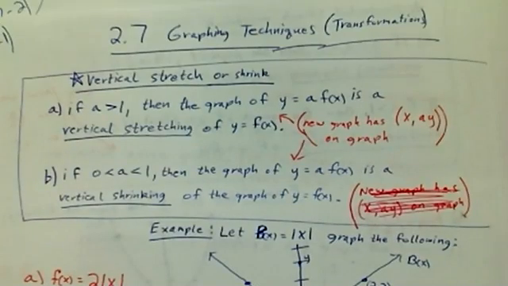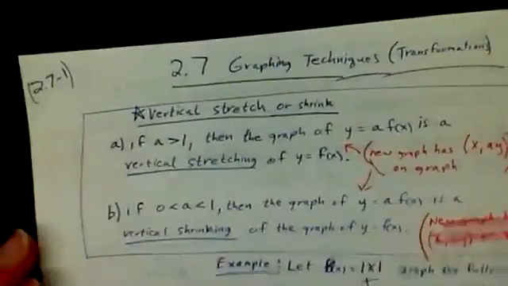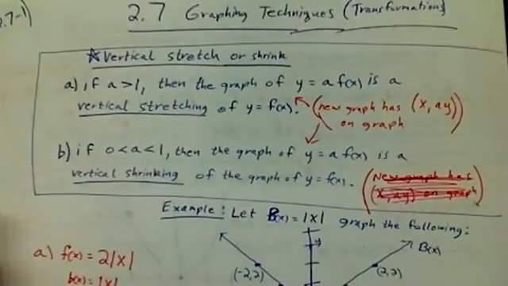Okay, guys, 2.7 graphing techniques, also known as transformations. So what I want to do is go through the basic ones, then later on we'll combine these all together. The first one I want to talk about is a vertical stretch or a shrink, and you'll find these in your book. I kind of summarized them here.